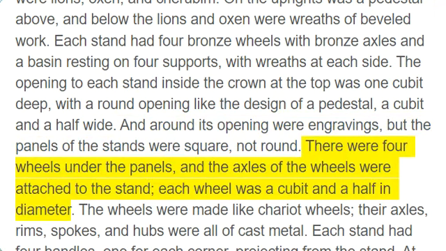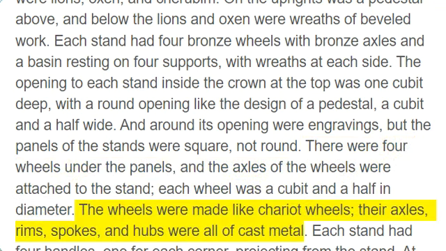There were 4 wheels under the panels, and the axles of the wheels were attached to the stand. Each wheel was a cubit and a half in diameter. The wheels were made like chariot wheels, their axles, rims, spokes, and hubs were all of cast metal.